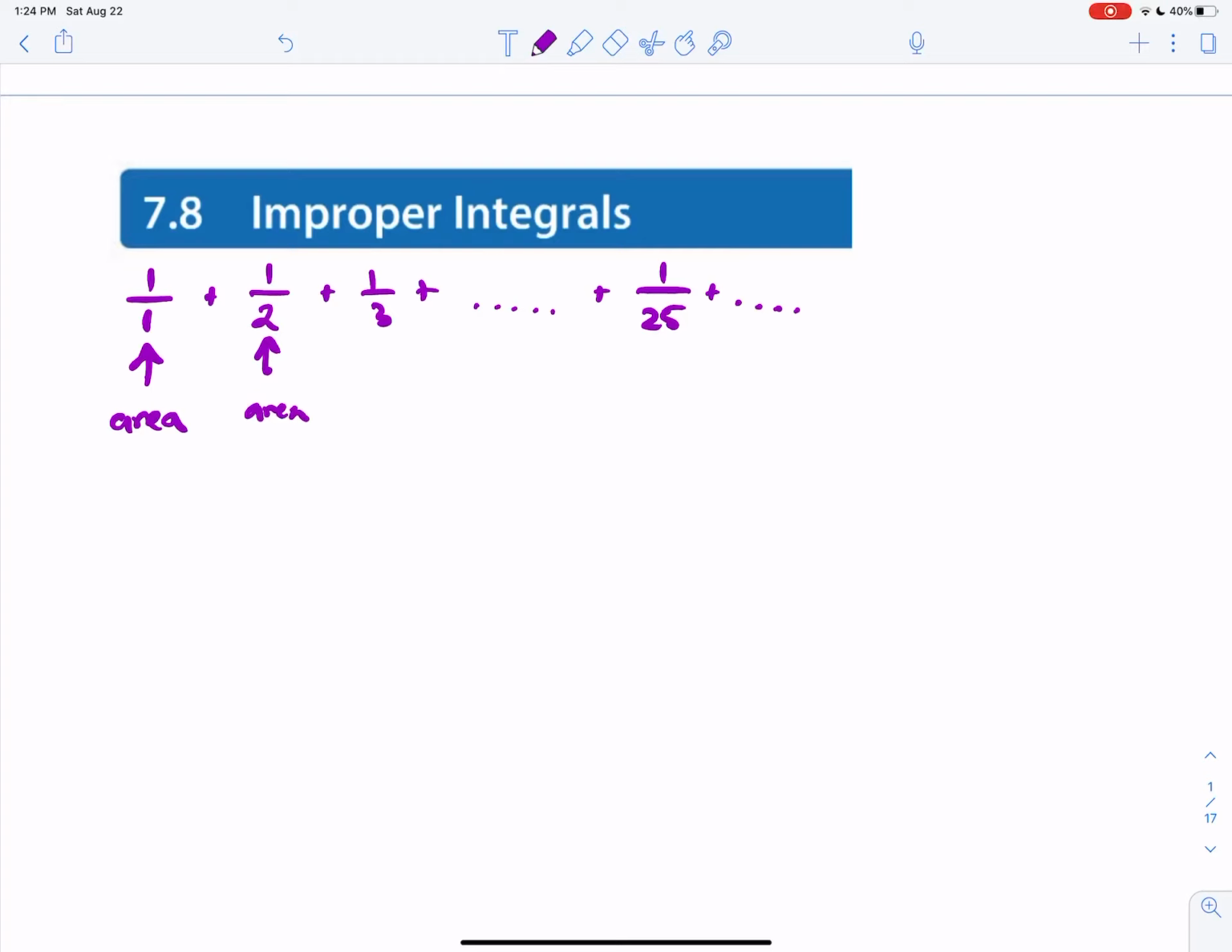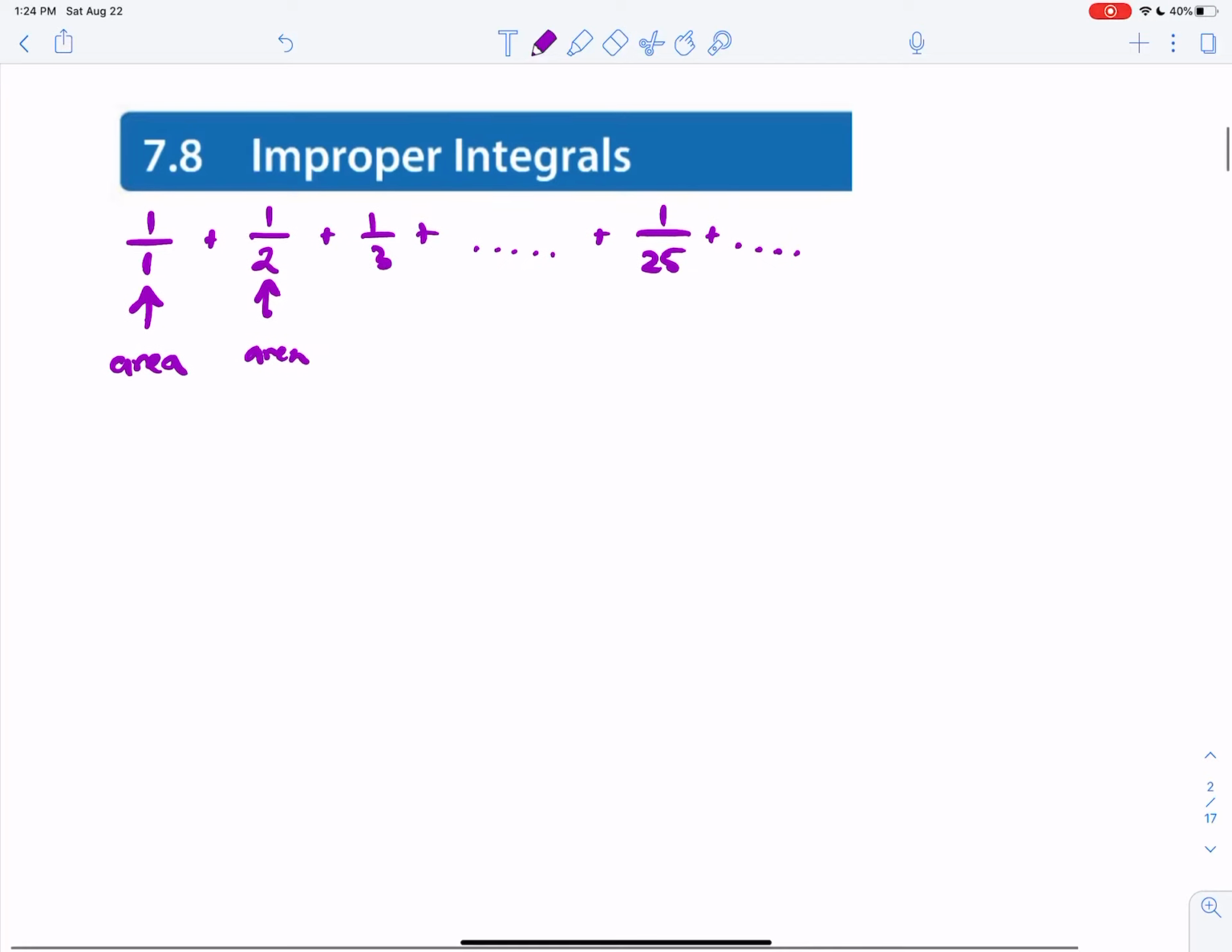Okay, so here's my question to you guys. If I go on forever, will the area just get larger and larger and larger and larger? Now, before I answer that question, okay?